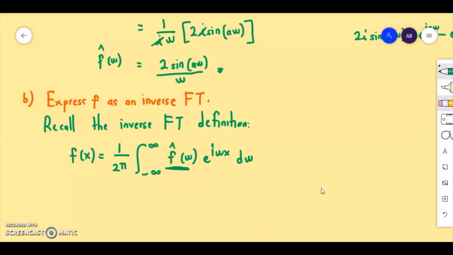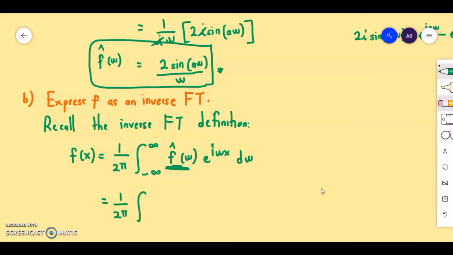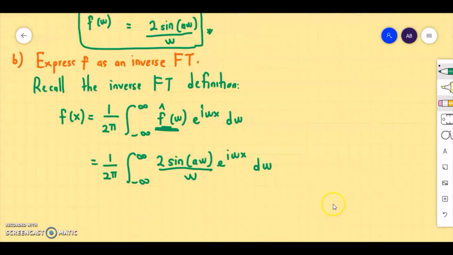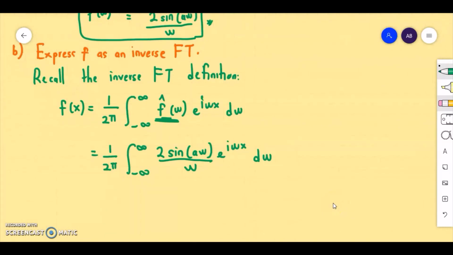And also this one will now refer to the Fourier transform that we have solved earlier on. So change it back from minus infinity to infinity, 2 sine a omega over omega, e^(i omega x) d omega. Now this is going to be a bit difficult, okay, because we are integrating with respect to d omega. So how can we simplify this? I think we have to use some of these complex forms of sine and cosine again.